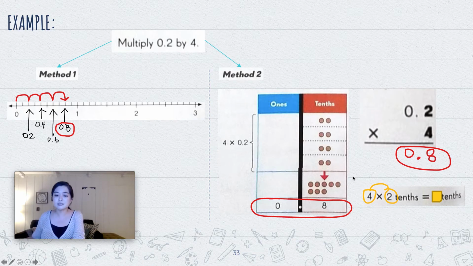Now, let's look here. Okay? It says 4 times 2 tenths is equal to how many tenths? So when you do that, we're going to just look at the 4 and the 2. So 4 times 2 is 8. And we're just going to write the tenths here. Okay? So this is another way to do it. 4 groups of 2 tenths is 8 tenths.